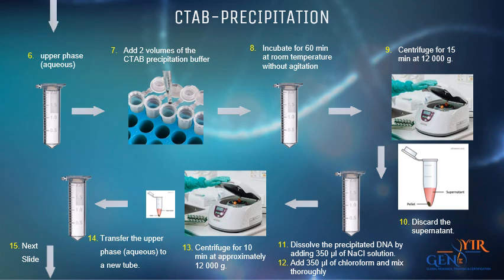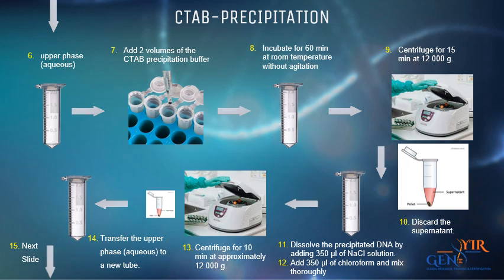Next process is CTAB precipitation. Add 2 volumes of the CTAB precipitation buffer to the tube containing aqueous solution. Incubate for 60 minutes at room temperature without agitation. Centrifuge for 15 minutes at 12,000 G force. Discard the supernatant. Dissolve the precipitated DNA by adding 350 microliters of NaCl solution. Add 350 microliters of chloroform and mix thoroughly. Centrifuge for 10 minutes at 12,000 G force. Transfer the aqueous phase into a new tube.